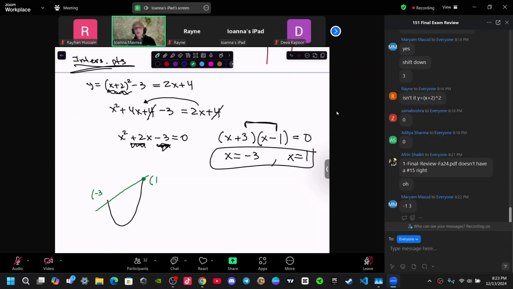And now I can find the y-coordinates. I can go either to the line or the parabola to find the y-coordinate, right? The line was 2x plus 4. It's easier to go to the line. And the parabola was x plus 2 squared minus 3. It doesn't matter where you go. I'm going to go to the line. So if I go to the line and x is 1, this is going to be 6. If x is negative 3, that's going to be negative 6 plus 4. That's going to be negative 2. Is it? Really?